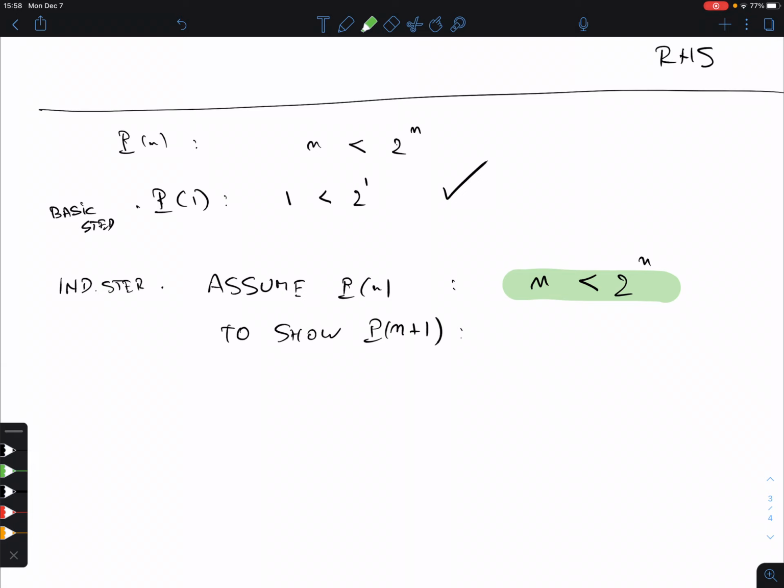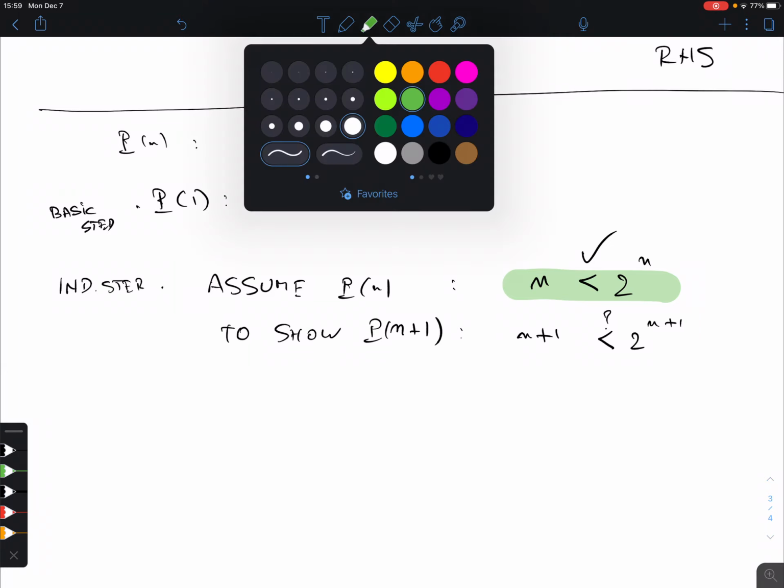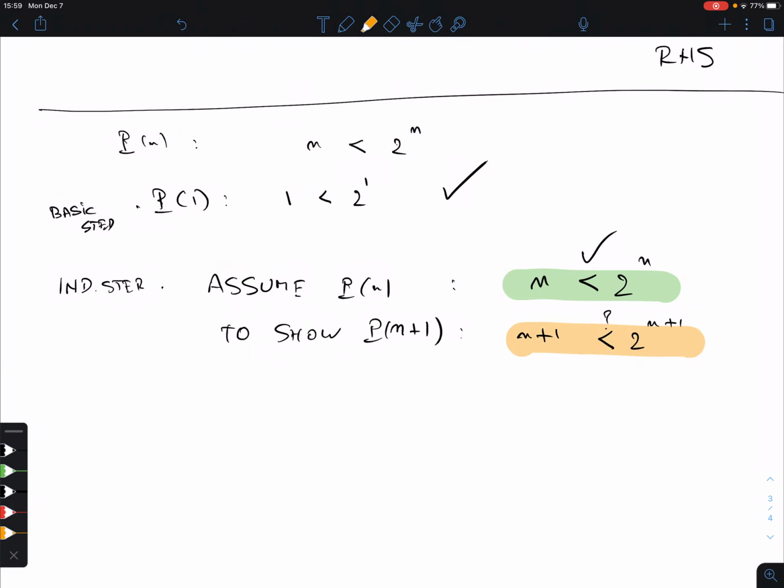What is Pn plus 1? Well, replace n by n plus 1. So n plus 1, is this less than, question mark, we don't know yet, 2 to the n plus 1. Okay, so this is what we need to show. So this is what we're after.